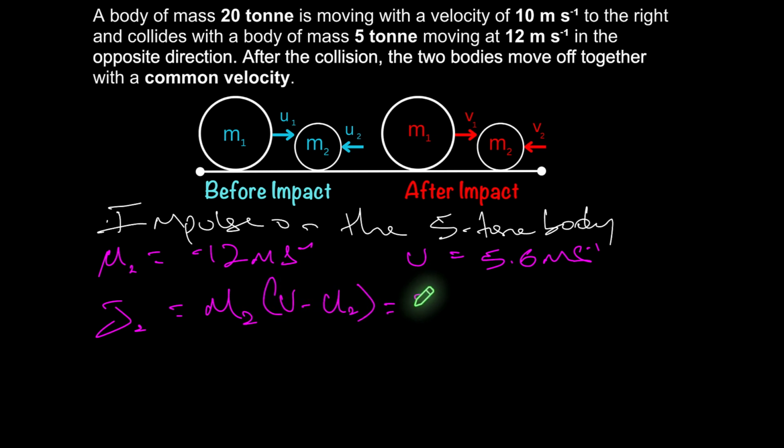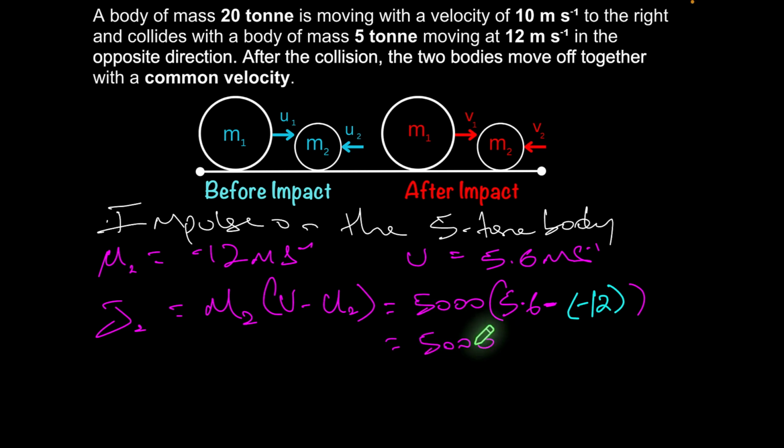So what we have is 5,000 multiplied by 5.6 and minus, now look at this, because our initial velocity was negative, this will have to show as negative still, so that will be minus that negative 12 right there. So what happens is that will change everything to positive. So what we have is now 5,000 multiplied by 5.6 times 5.6 plus 12, which is 17.6. So you have to be very careful with your signs here.